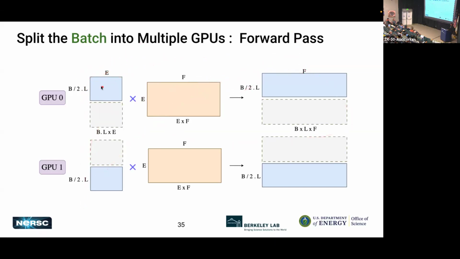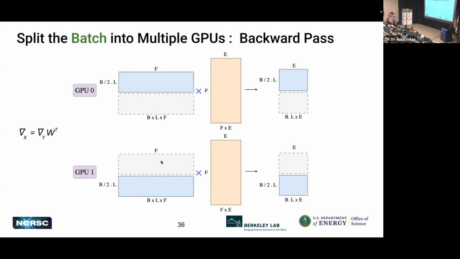And in terms of activations, you've reduced the memory also by 2. But in terms of weight memory, you've done nothing. You've actually copied the weights on all the GPUs, so that memory pressure still exists. What about the backward pass?